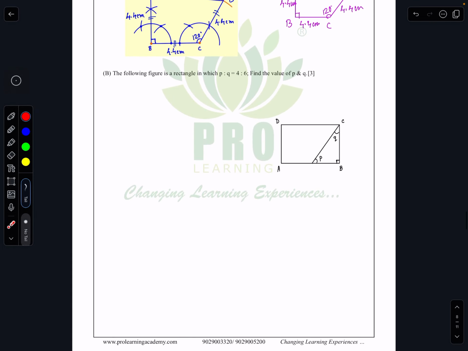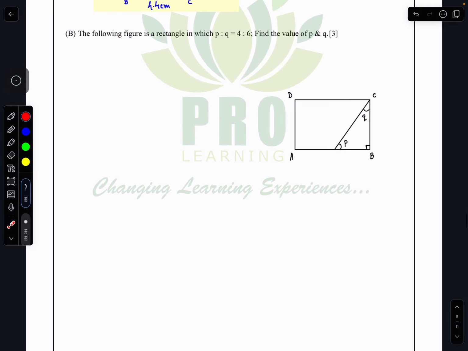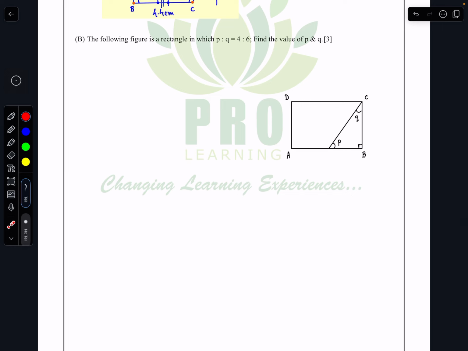We continue further. Here the question says the following figure is a rectangle and we know each angle of a rectangle is 90 degrees. Rather, it is marked here. So we will continue solving this further. So our solution is: since P and Q are the angles identified here, and that is given in the form of a ratio, though it is not in reduced fraction form, we will consider it as 4 and 6 only. So here in this case, we will say let the common multiple be x.